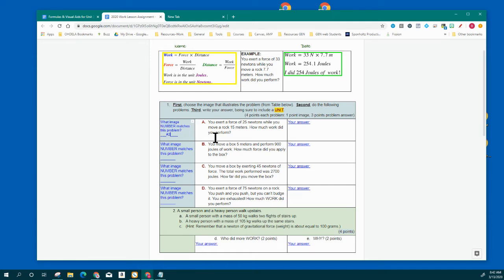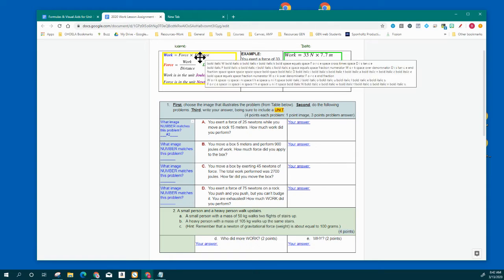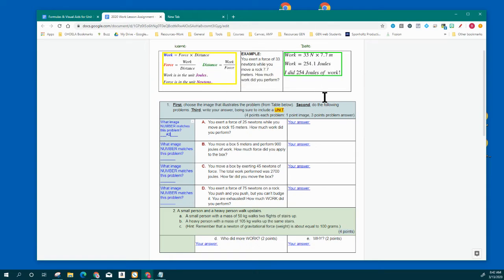Now we have to use our formula. Work equals force times distance. We want to be able to rearrange that to solve for anything that might be unknown. Maybe we have to solve for distance or force. This first one, we are solving for work, so we can use the formula just as it's written. Work equals force times distance. What's our force? Well, our force is 25 newtons. What's our distance?